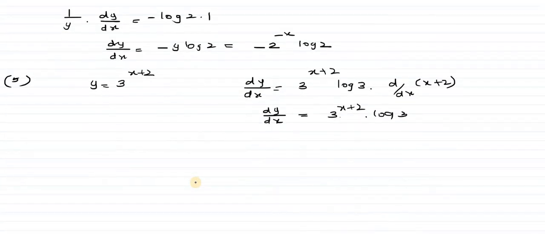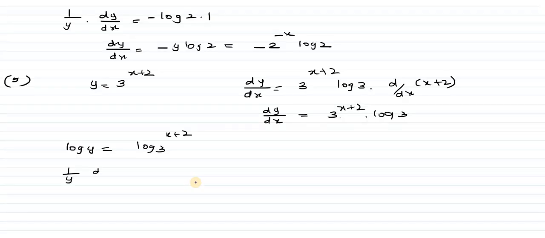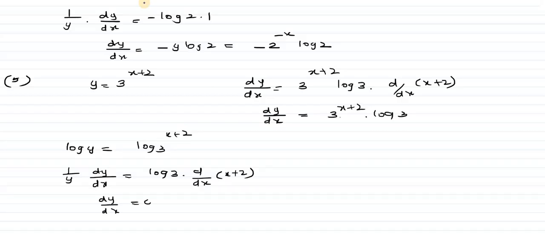Now, ma'am, I am not good at it. Then take log on both the sides. Log 3 to the power x plus 2. 1 by y dy by dx will be equal to x plus 2 into log 3, right? Log 3 is constant, and differentiation of x plus 2 is 1. So dy by dx is y log 3. Y value is 3 power x plus 2 into log 3. Clear all of you?